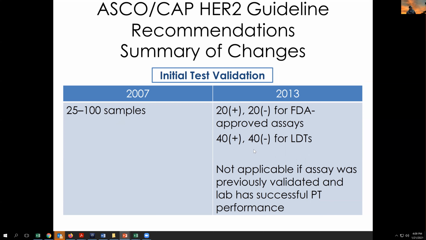However, this may have been a moot point if the assay was previously validated under this guideline and had performed successfully on proficiency testing subsequently. So that was a nice way out in that regard and didn't require revalidation. And that's important because we recognize that validation does represent a cost burden that's placed on the laboratory, and often this is not a remunerated cost for many laboratories.